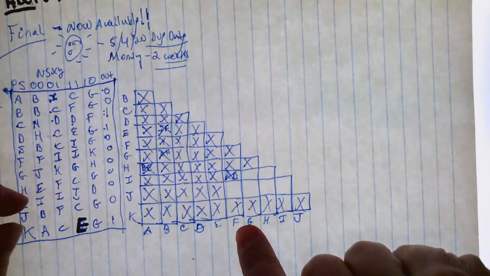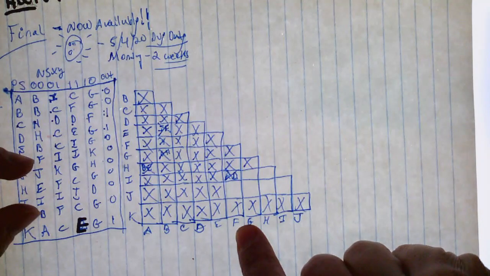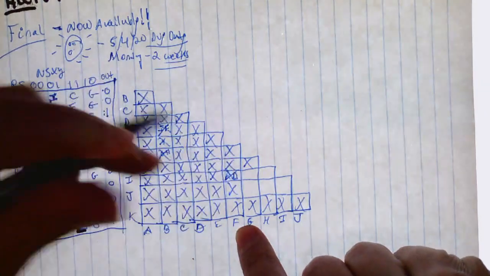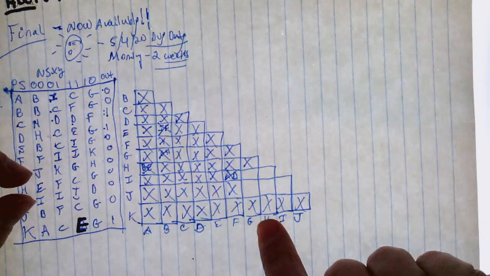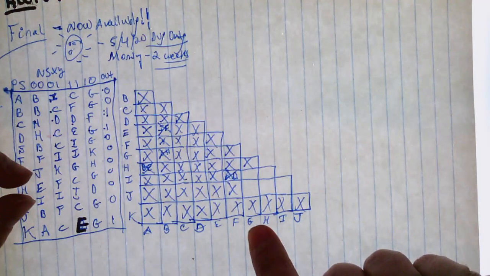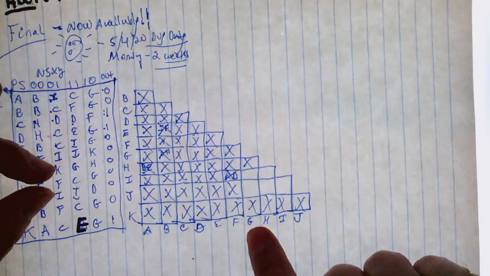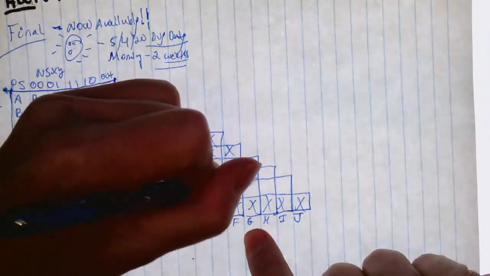What about F and J? F and J, that's true if B is equal to F, but B is not equal to F, so we get another X. So we're really Xing everything out. G is equal to I if I is equal to J. Does I equal J? I don't know. If K is equal to I, does K equal I? No, it doesn't. So that gets X'd out.